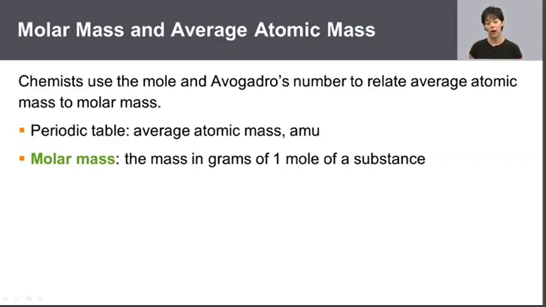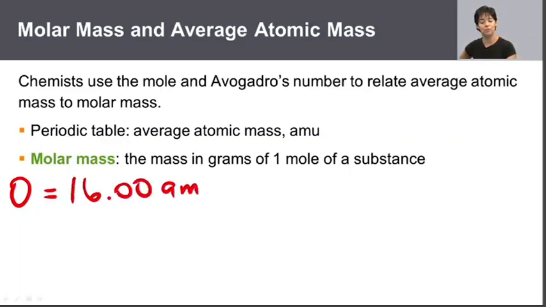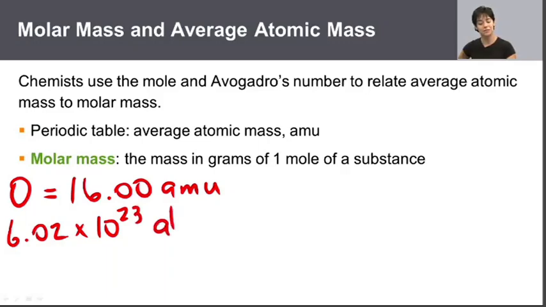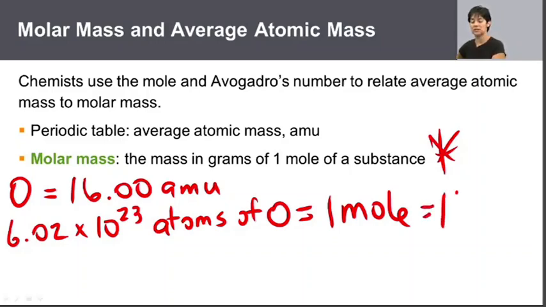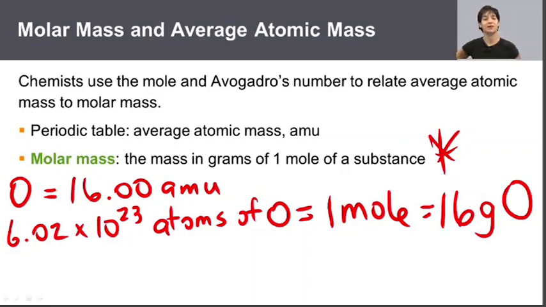What do I mean by that? Well, let's look at our oxygen. We know that oxygen is 16 AMU. We know that 6.02 times 10 to the 23rd atoms of oxygen is the same as 1 mole. And here we said 1 mole is the mass in grams. So it's 16 grams of oxygen.